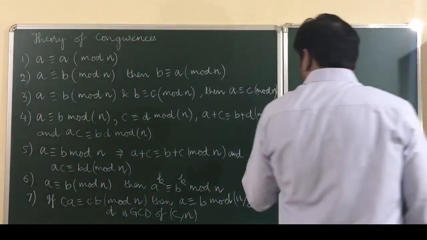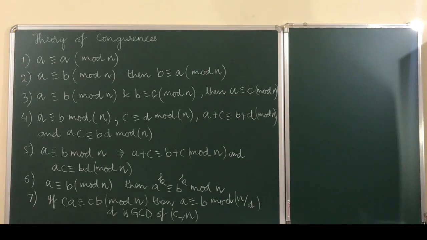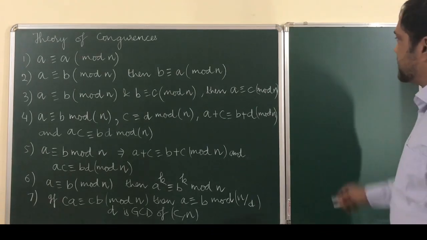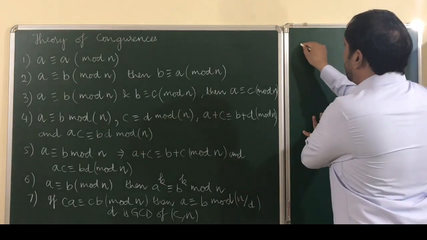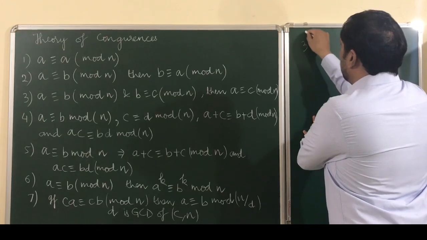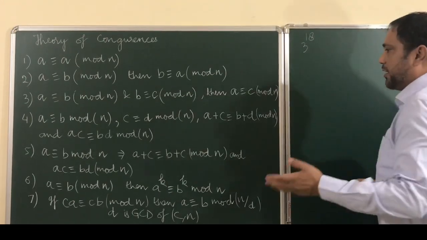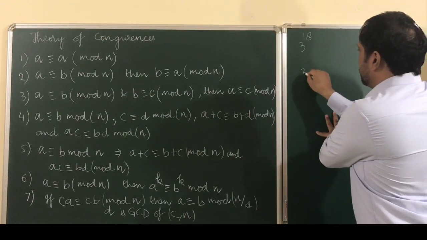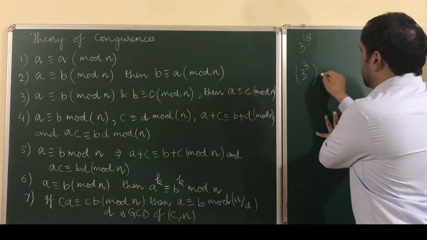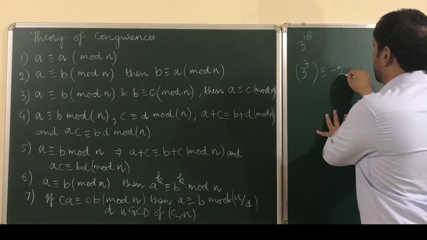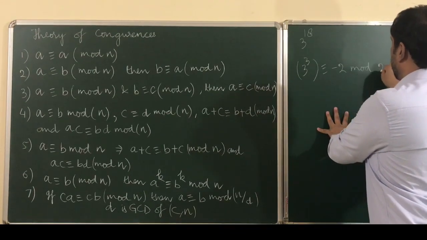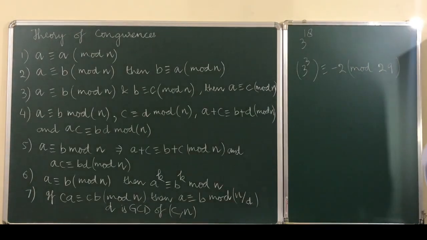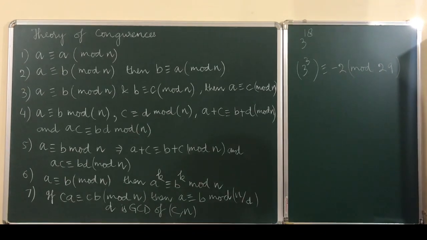Now I will show you with a few examples how we can utilize these in our problems. Let's say I take the problem of checking the divisibility of 3 raised to the power 18 by 29. We can write that 3 raised to the power 3 is congruent to minus 2 modulo 29, because 3 cubed is 27, and divided by 29 gives the remainder minus 2.